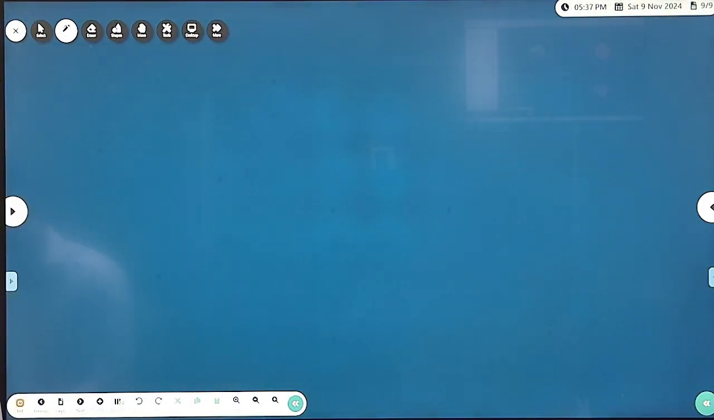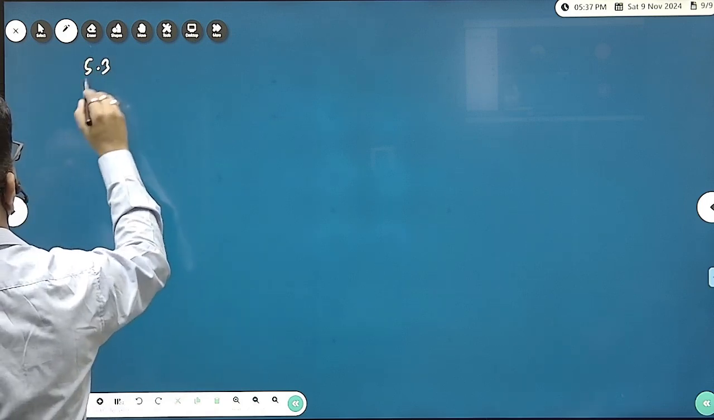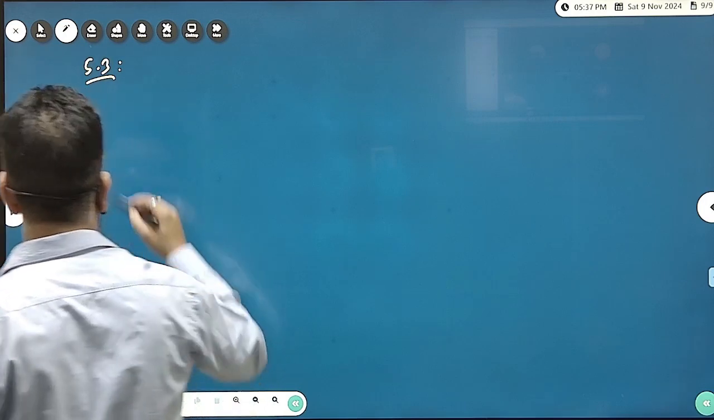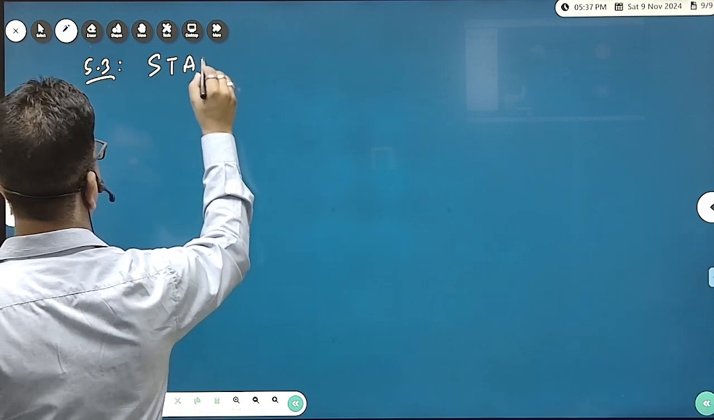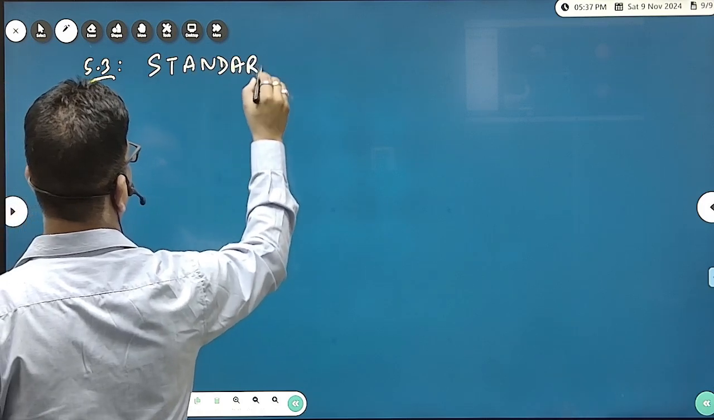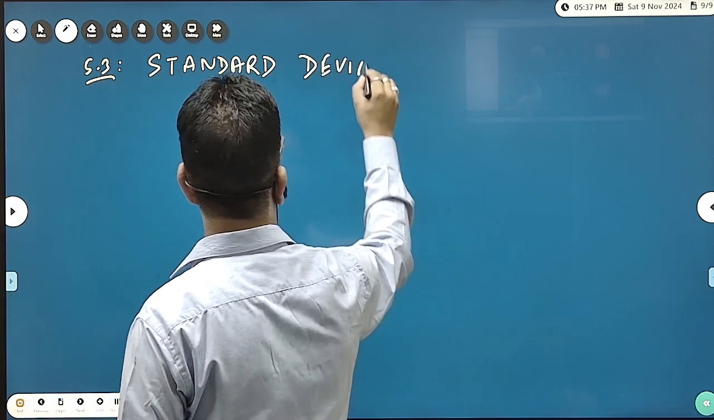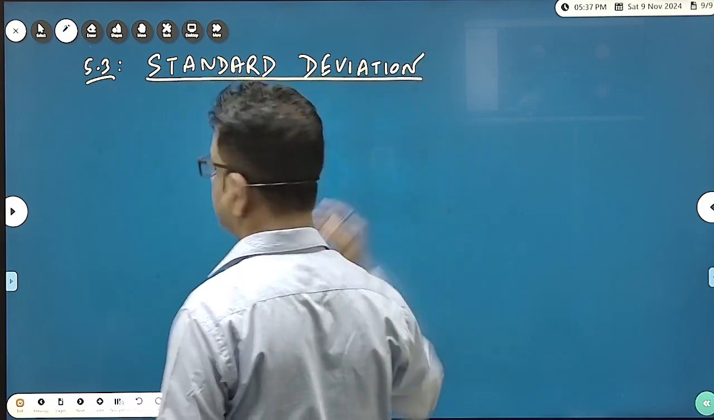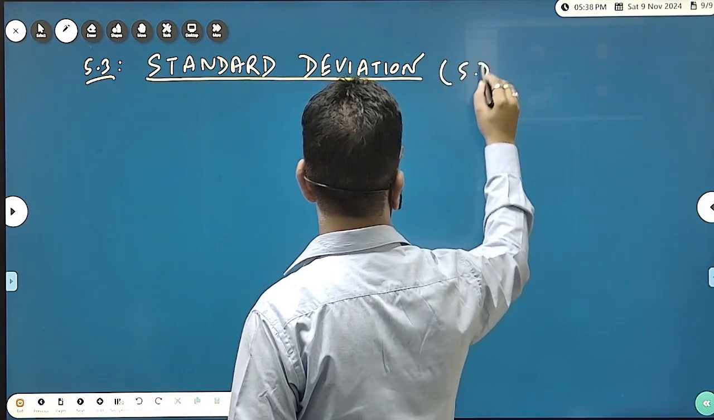Now let's go to standard deviation. It is the same thing. Standard deviation is there in 5.3. And if you understood the previous one, it is almost similar. Only there are some symbolic differences. So, standard deviation. We write it as the standard deviation.